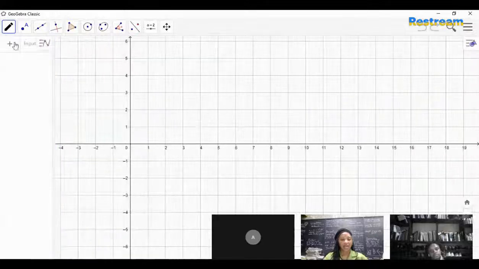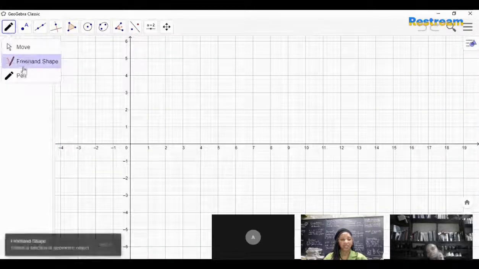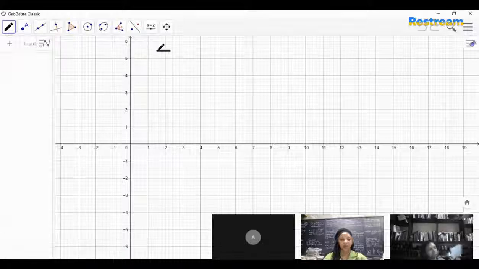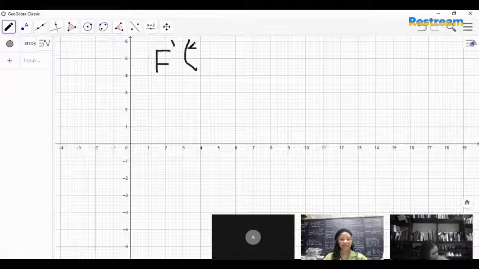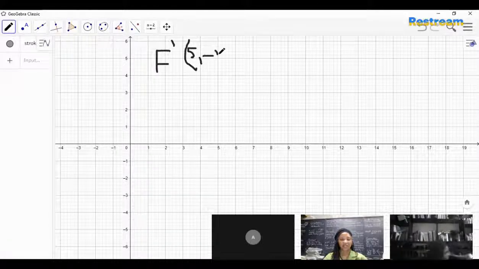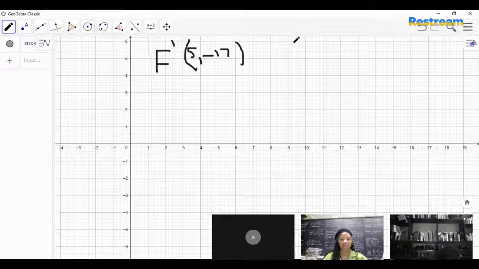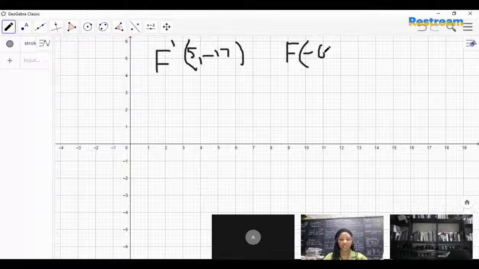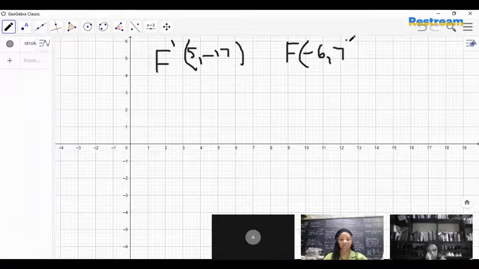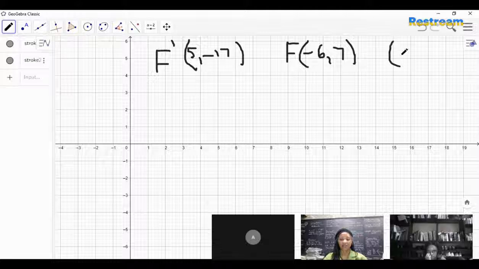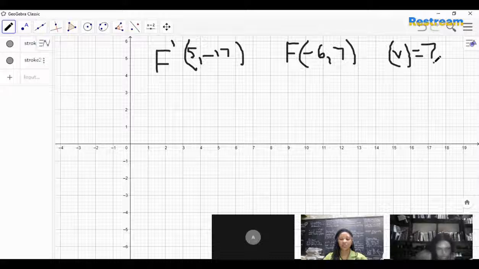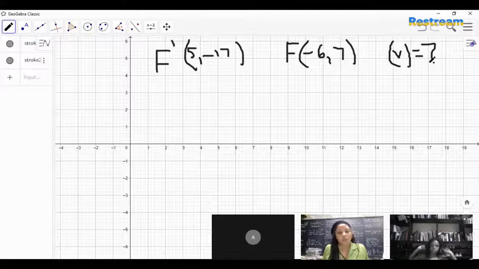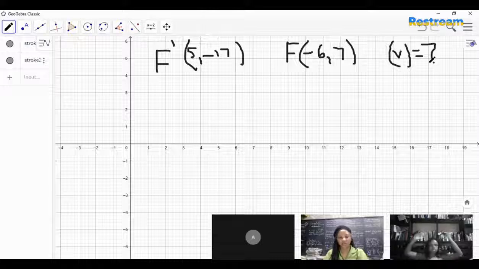So Imani, I'm looking at an object. I'm looking at the image of F, and I'm seeing that it is (5, -17). And I'm looking at the object F, which is (-6, 7). What is the vector that was used to translate point F to the image of F?